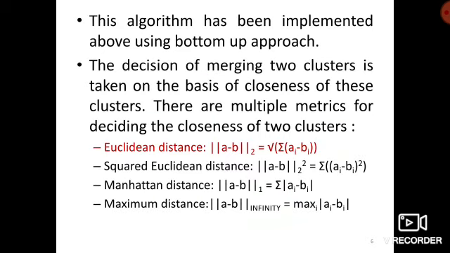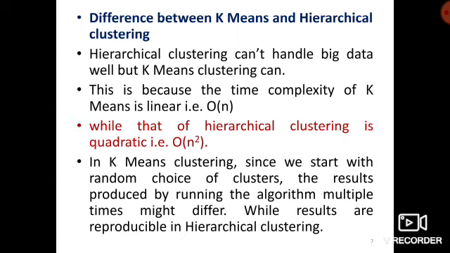The algorithm implemented above uses the bottom-up approach. The decision of merging two clusters is taken on the basis of the closeness of these clusters. There are multiple metrics for deciding the closeness of two clusters. Here we are using Euclidean distance.